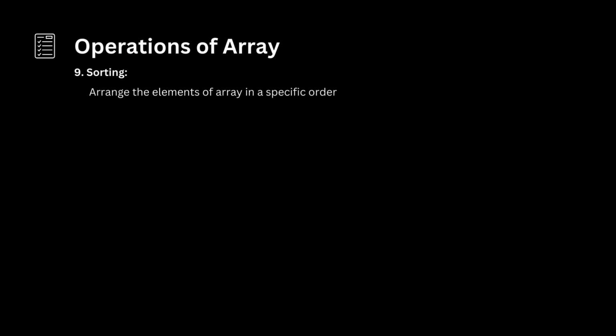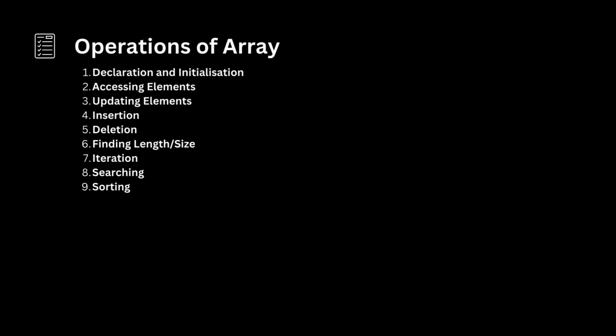Arrange the elements of the array in a specific order. Common sorting algorithms include bubble sort, selection sort, and insertion sort. We will see the sorting operation in detail in our upcoming chapters. These operations are crucial for working with arrays in the context of data structures in C, and they form the basis for various algorithms and data manipulation tasks.